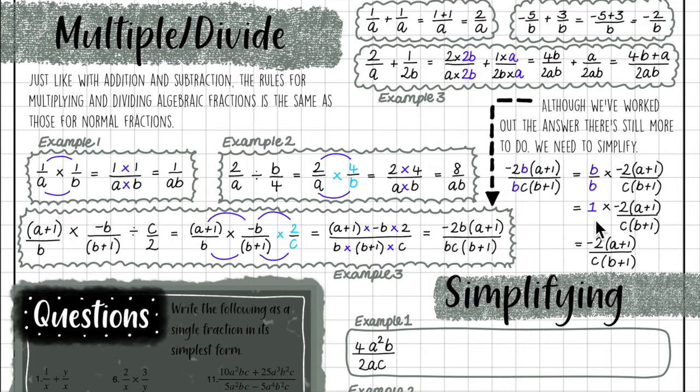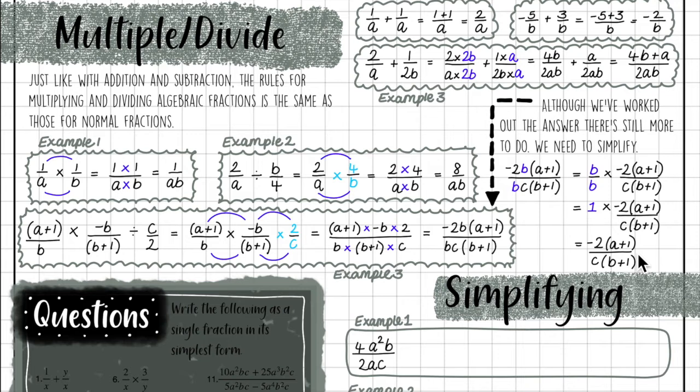So these b's actually just simplify and they become 1. And this whole thing can then be written as minus 2 times bracketed a plus 1 all over c times bracketed b plus 1. We've gone from these three fractions and we'd written it as a single fraction here. But then we had to do one more step to get it into its simplest form, i.e. we needed to cancel out the b's. So here is the final answer. We have one fraction and it's in its simplest form.